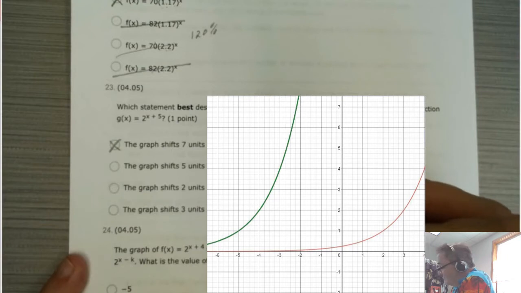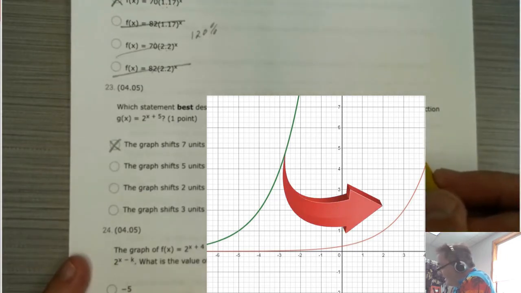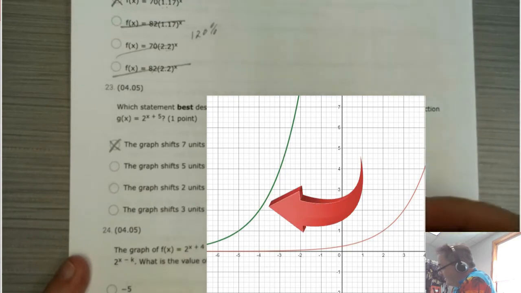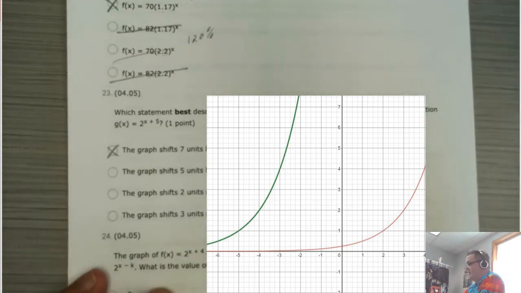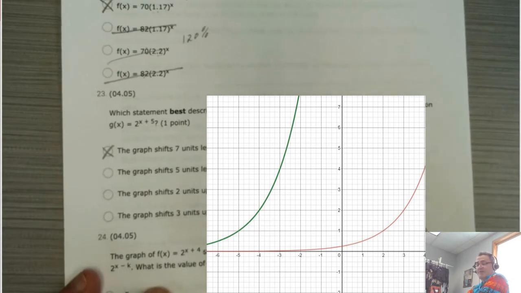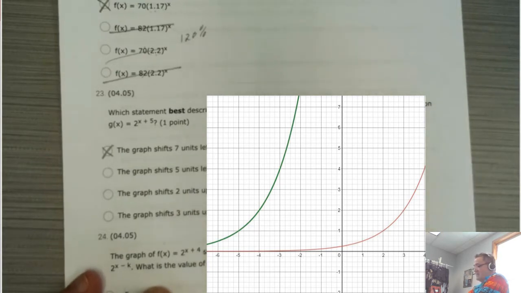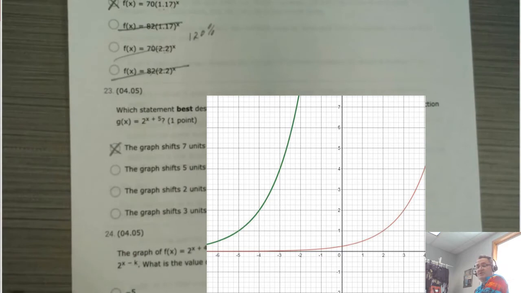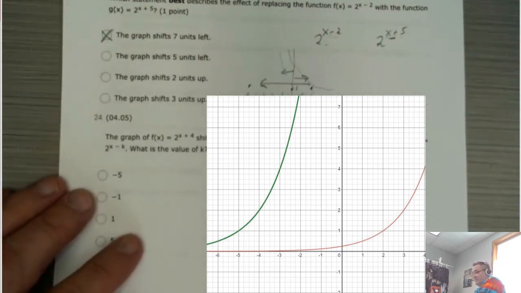So if it's x minus in the exponent, it's moving it right on the graph. If it's an x plus, it's moving it left on the graph. It's the opposite of what you'd think. Minus moves into positive x's, plus moves into negative x's, because we'd have to subtract 2 to get back to where we started. Or we'd have to add 5 to get back where we started. So that is a shift 7 units to the left.